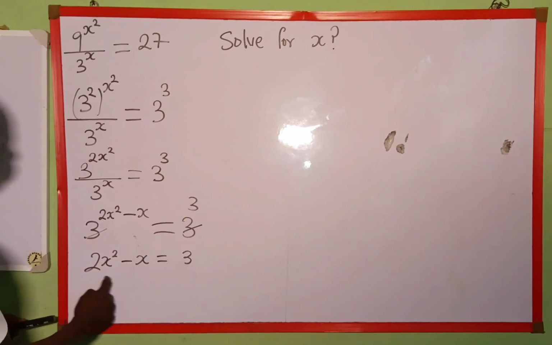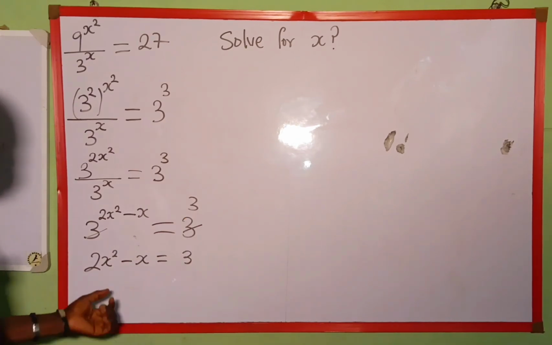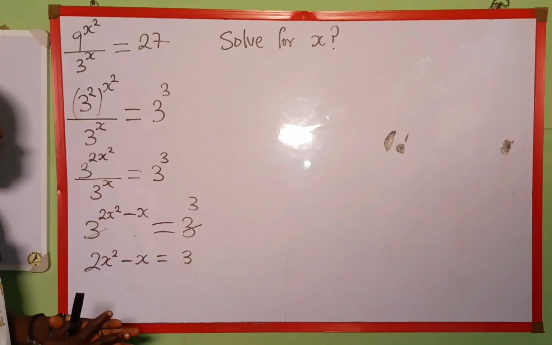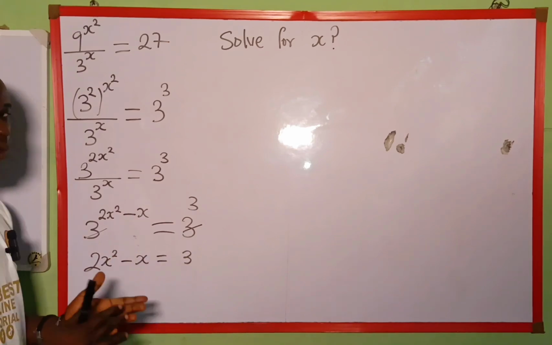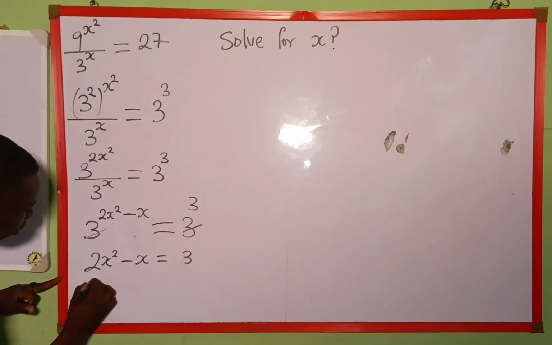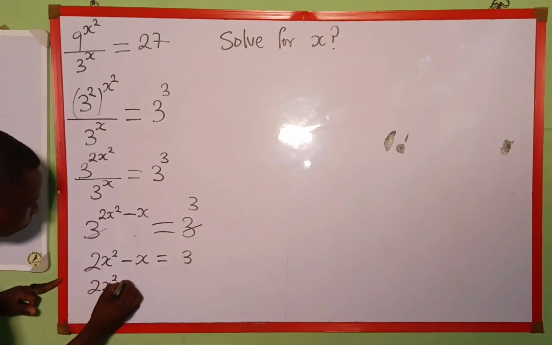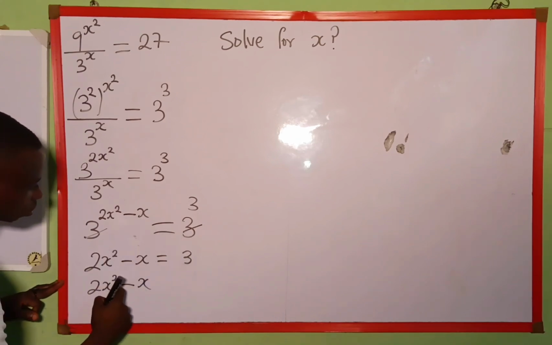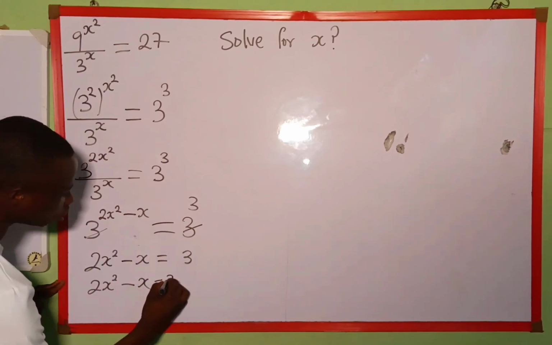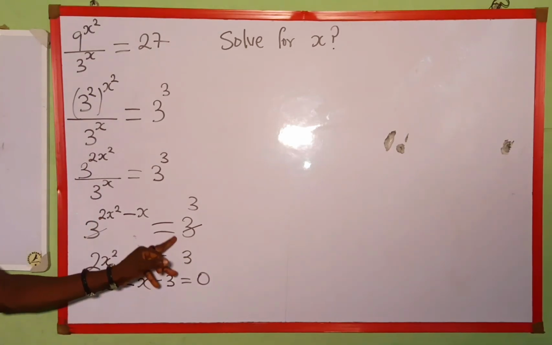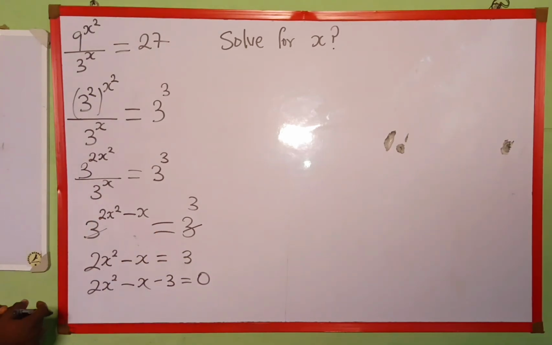Now as you can see, this equation is a quadratic equation because the highest power of x here is 2. Before we continue, let's write this equation in quadratic standard form. So starting from the one that has the highest power, which is what? 2x squared minus x. When we take this 3 back to the left hand side, it becomes minus 3, which is equal to 0, because positive here, when it's crossed, becomes negative 3.